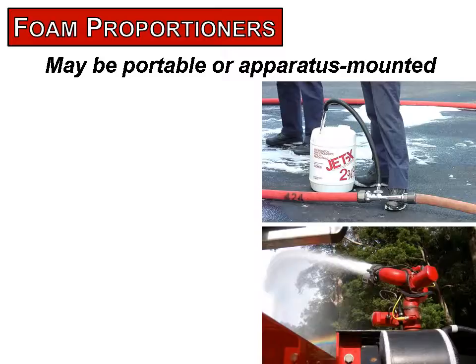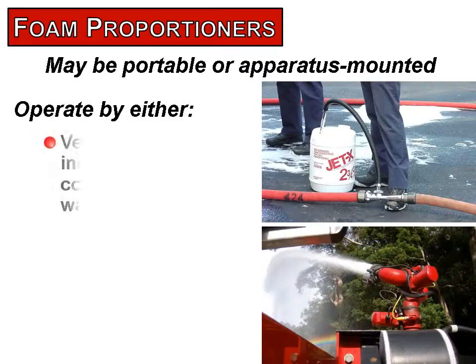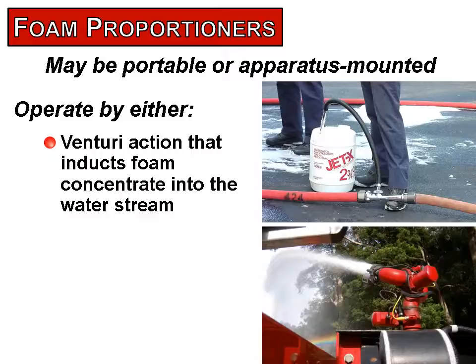Foam proportioners may be portable, apparatus mounted, or compressed air foam systems. They operate by either the Venturi action, which induces foam concentrate into the water stream, or a pressurized proportioning device that injects concentrate into the water stream at a specified ratio and higher pressure.